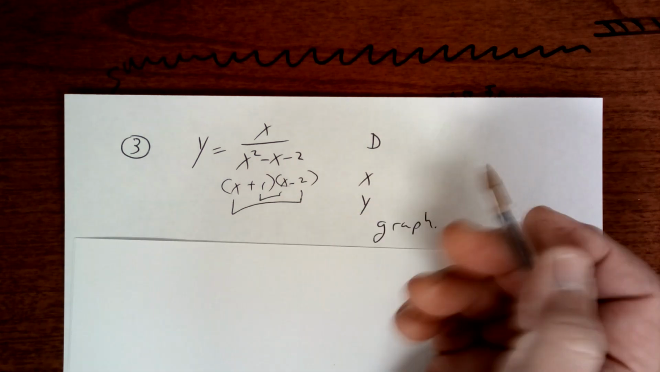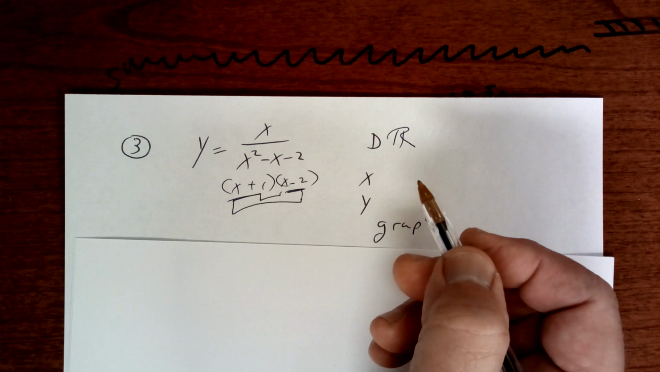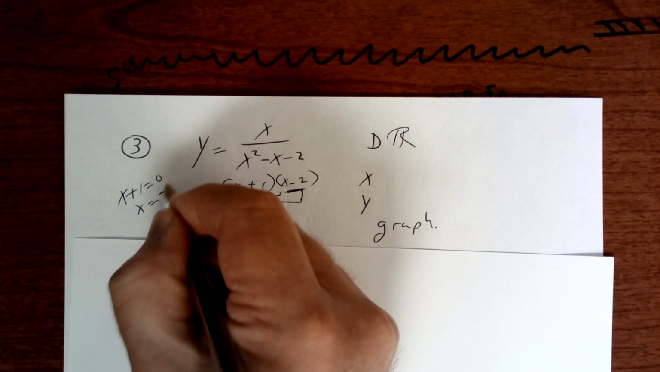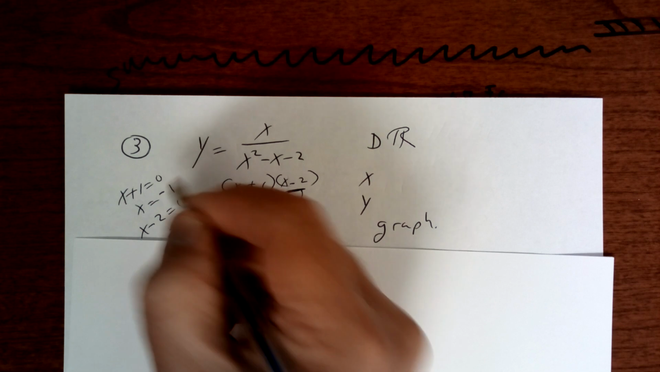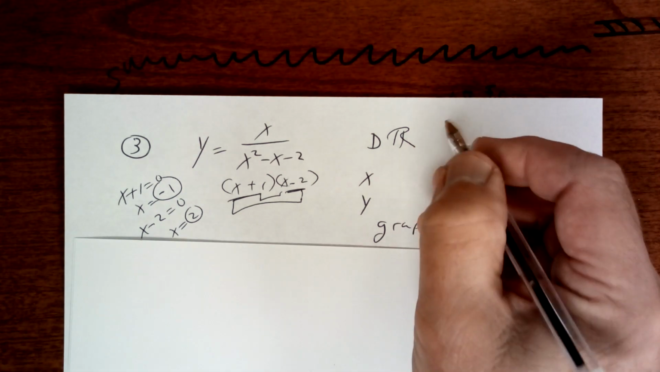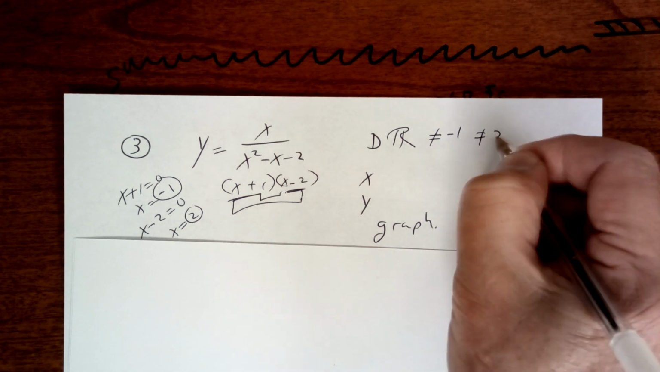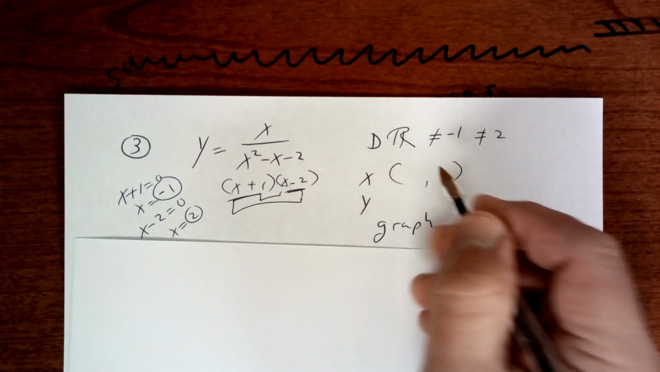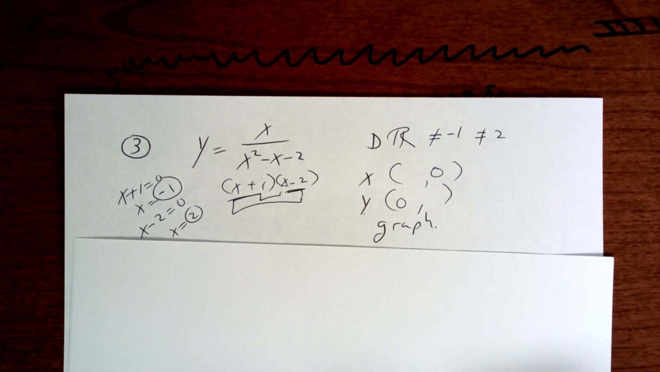So your domain is going to be all real numbers, but you're going to set each one of these equal to 0. So x plus 1 equals 0. X cannot equal negative 1. X minus 2 equals 0. X cannot equal 2. So the domain is all real numbers, but not negative 1 and not 2. Okay? So for your x-intercept, you're going to let y equal 0. For the y-intercept, you let x equal 0. So let's see what we get here.